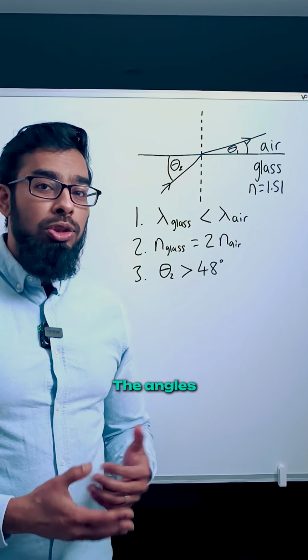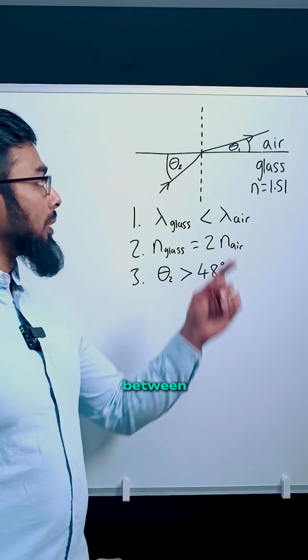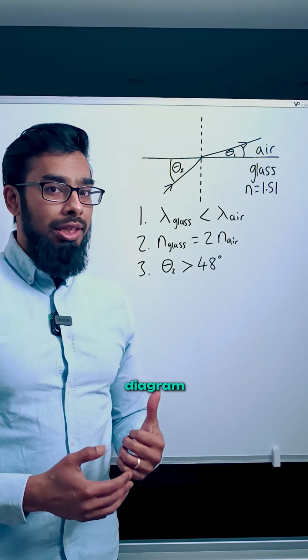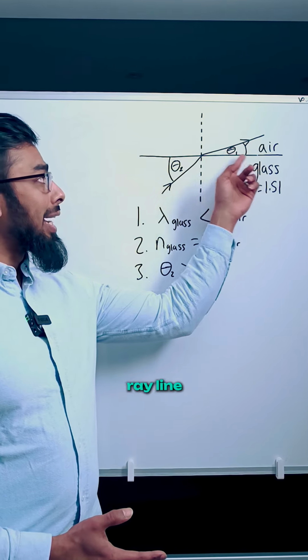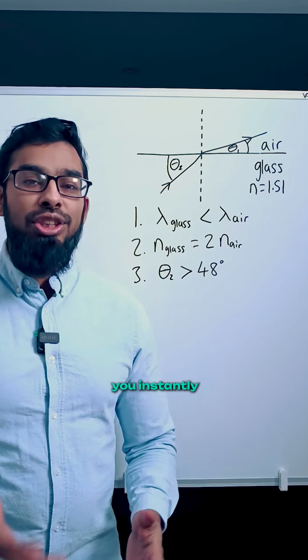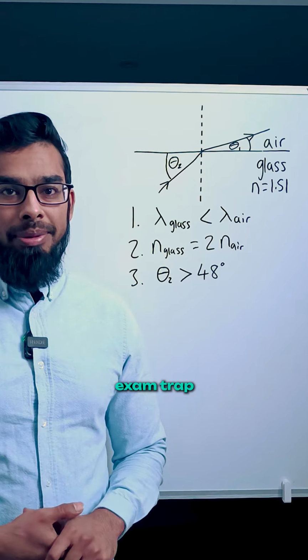In refraction, the angles that we use in the equations are always drawn between the ray line and the normal line. But in this diagram, you can see the angles have been drawn between the ray line and the surface. So if you spot this early, you instantly protect yourself from a classic exam trap. Now on to the question.